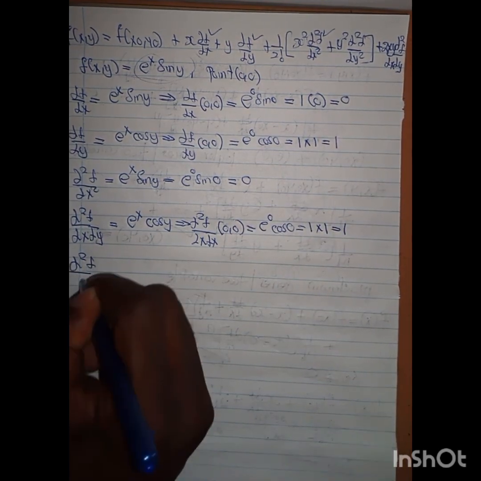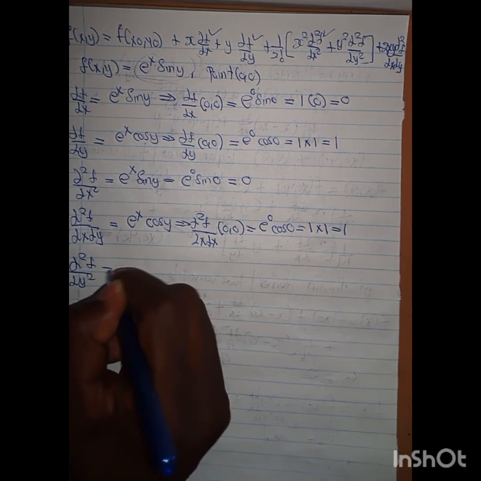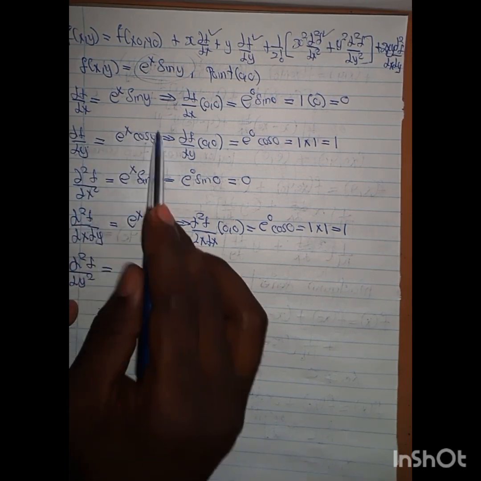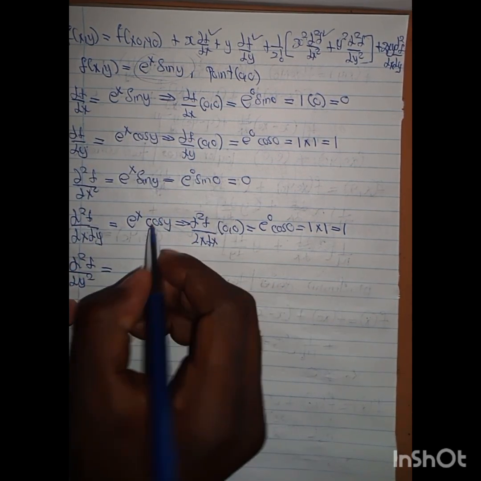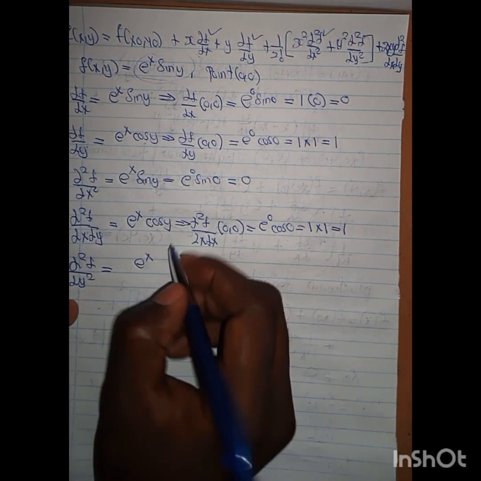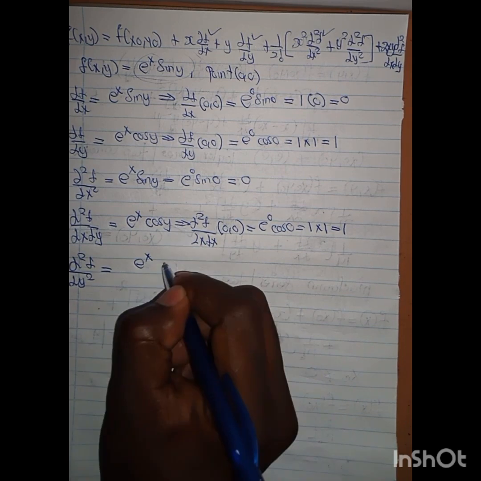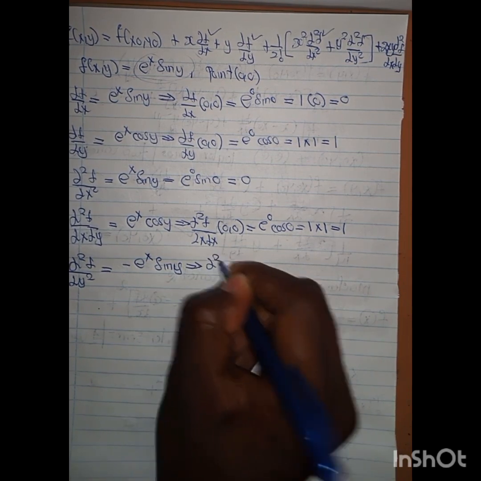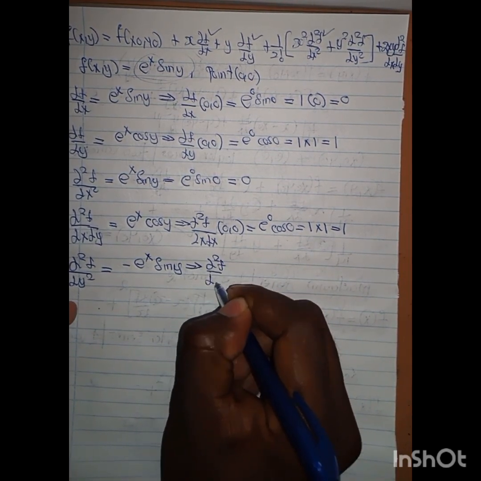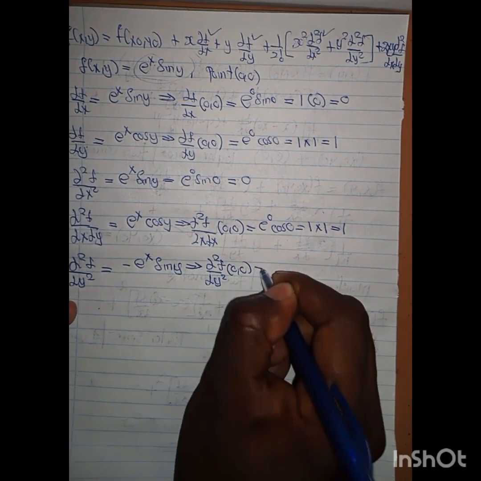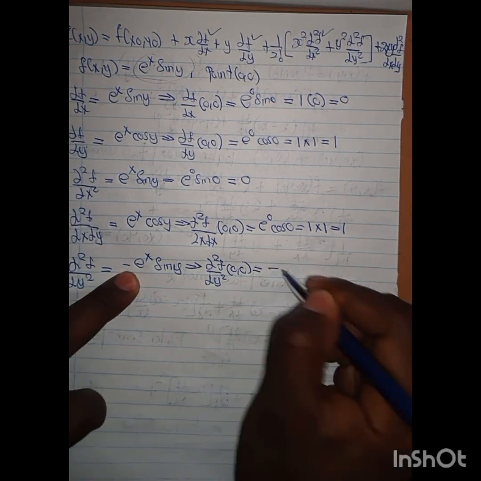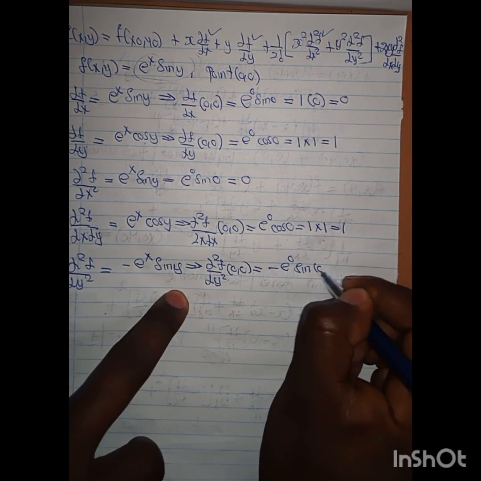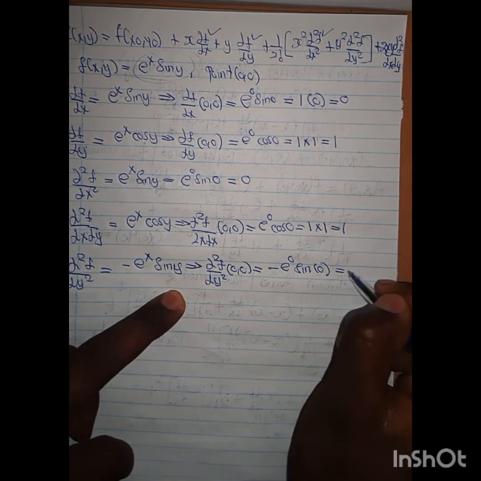d squared f over dy squared. So the first derivative of the function f with respect to y is this one. Differentiate this function with respect to y. We keep e to the x as a constant. The derivative of cos y gives us a negative sign, so we put negative e to the x sin y, which implies that the second derivative of the function f with respect to y at the point 0, 0 can be substituted as follows: negative e to the 0, sin y. The point is that sin of 0 is 0, so everything becomes 0.